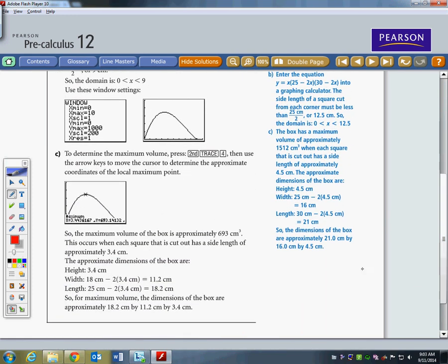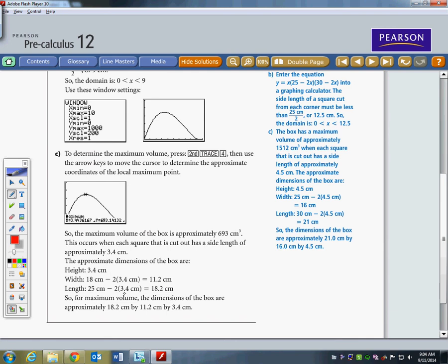what they need to do on the TI-83, you can read this yourself, is do a trace until you get to the top, and they get a volume of 693 cubic centimeters. This occurs when each square that is cut out has a side length of 3.4. Where do they get that from? That's what the x value is. So this dot here, the x value, you can read it down here, is 3.4, and the y value is 693. So that's my x value.